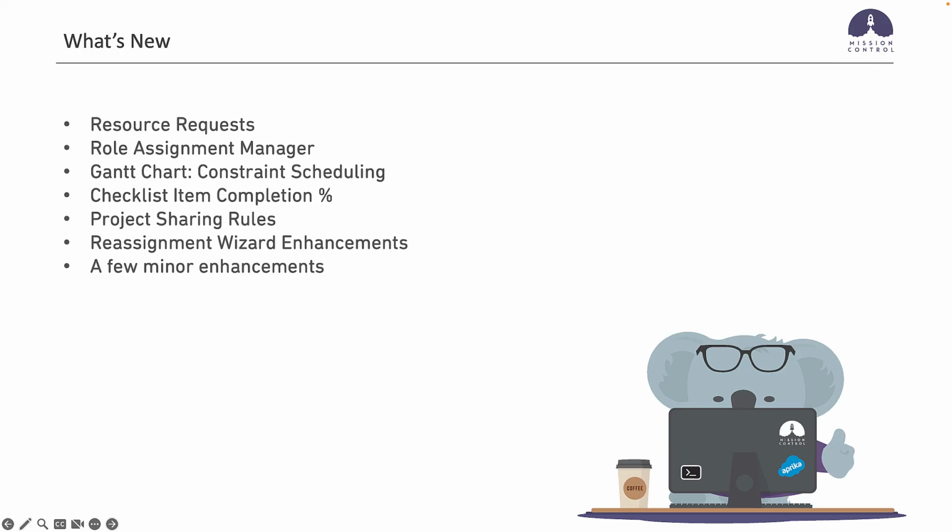The main new features are a new feature called resource requests. We've also added a component that will allow you to easily manage role forecasts for a number of roles across a number of projects, which we're referring to as the role assignment manager. We're also including constraint scheduling within the Gantt chart dependencies. You've now got the ability to log your completion percentage at the checklist item level, in a similar manner to how it is currently available at the action level.